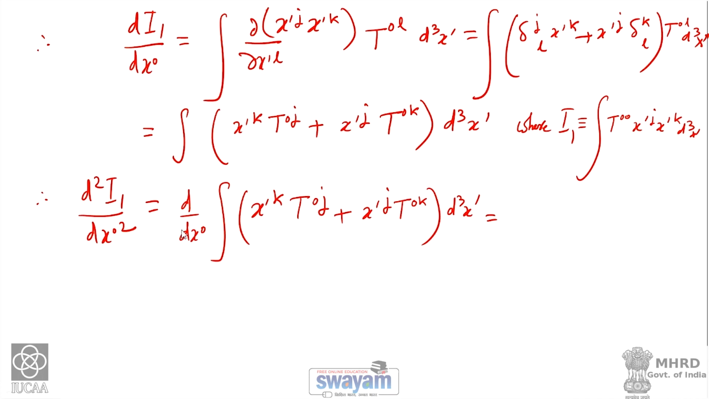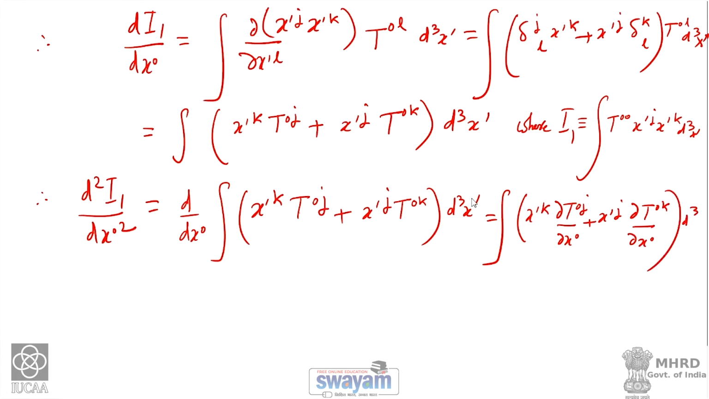The derivative will go inside because the integral is over space. x'^k and x'^j are all spatial coordinates, so the time derivative will only hit this. So this object will become x'^k del T^{0j} by del x^0 plus x'^j del T^{0k} by del x^0, d^3x'. Right. But then the continuity equation. Remember, what does the continuity equation say? The continuity equation says that del T, so j is fixed. So, let us fix j. Okay.